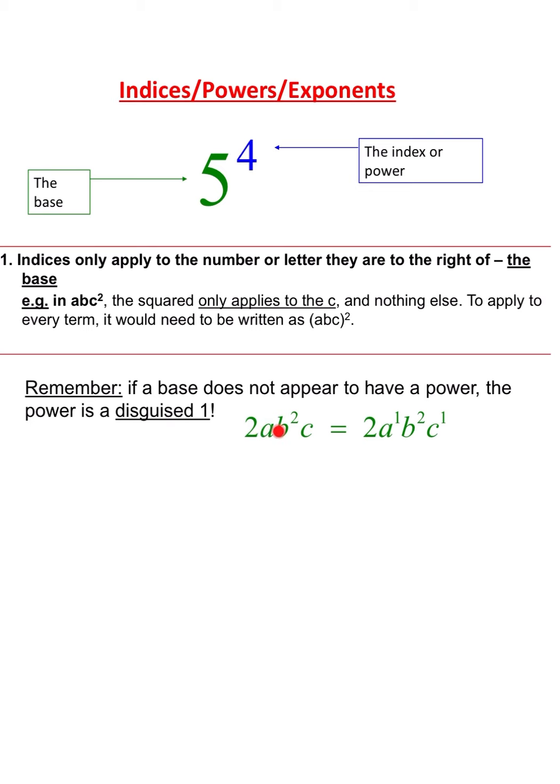And also, if a base does not appear to have a power, then the power is automatically 1. So like 2AB squared C is the same as 2A to the power of 1, B to the power of 2, C to the power of 1. Likewise, if you see the term x, that's the same as x to the power of 1, but we never really write that.